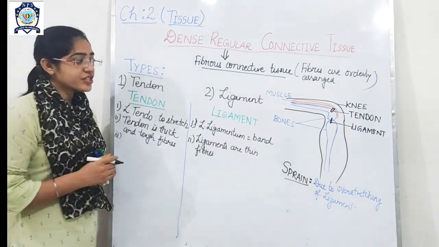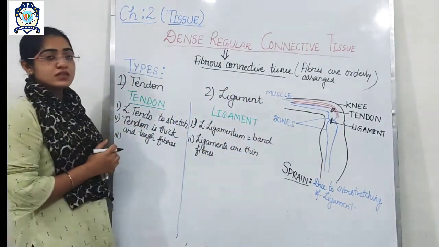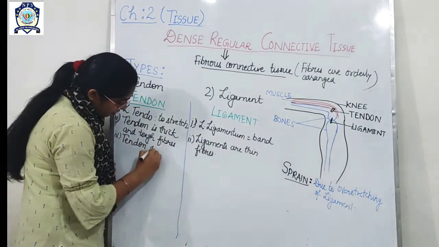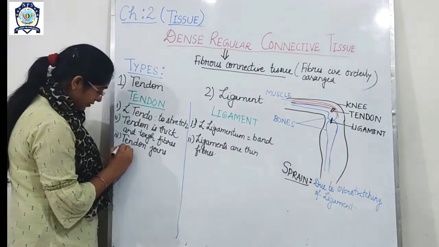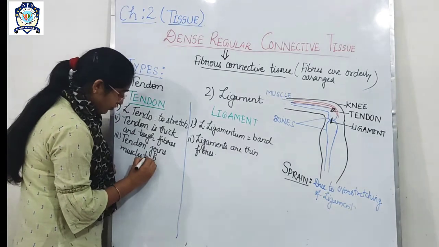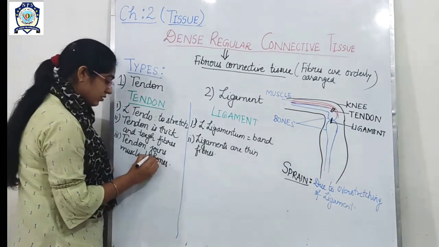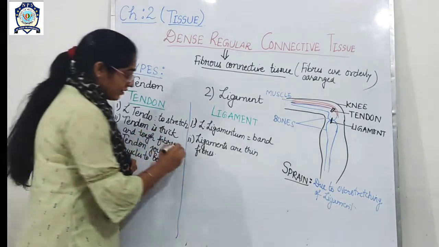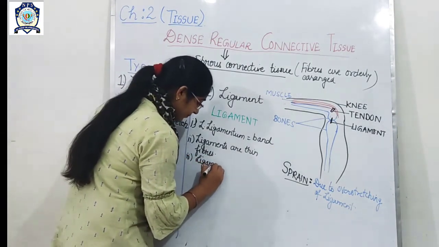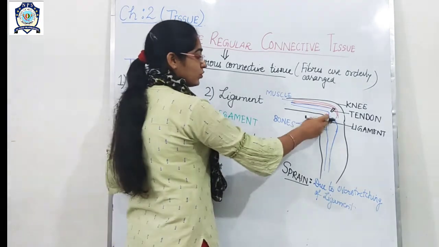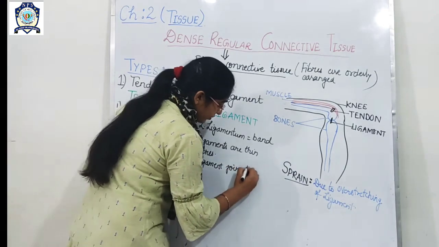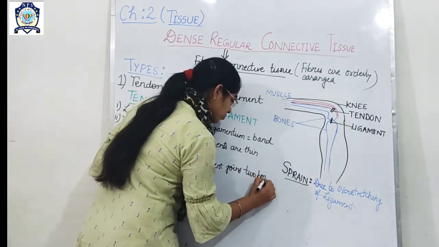Now what is the function of the tendon? Tendon joins muscle to bone. Tendon joins muscles to bones. Am I clear? While ligament joins, from the diagram you can see, ligament joins two bones.